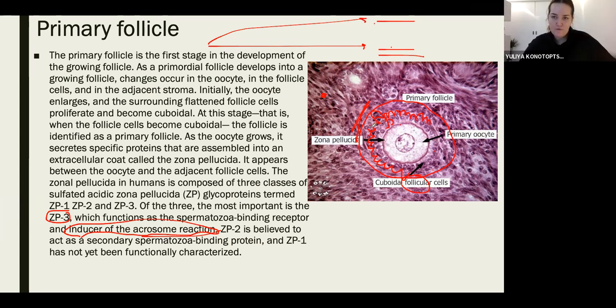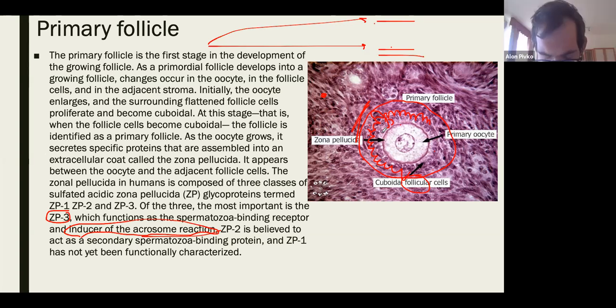Which cells are below theca interna cells? Follicular cells. Follicular cells will take up this precursor of estrogen and convert it to estrogen through aromatase. Aromatase is the enzyme.